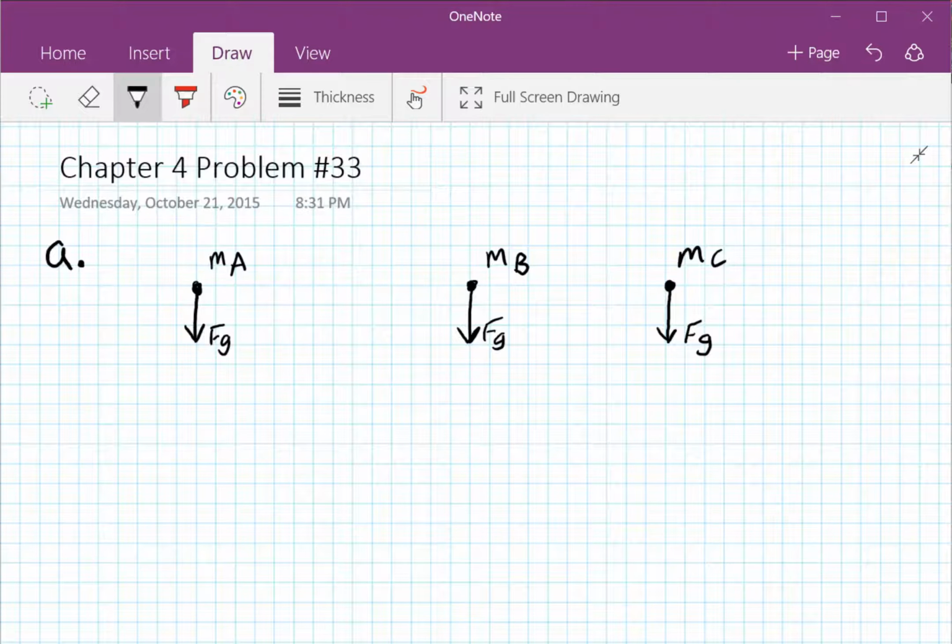And then they're on a table, so they have a normal force that's going to be equal to the force of gravity, but in the opposite direction. I'm just going to label those all as Fn. Okay, that should be easy and straightforward. The next part is what's trickier.